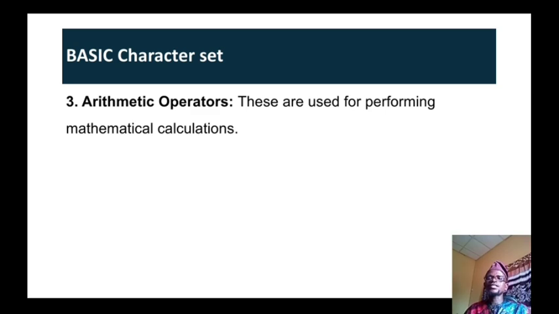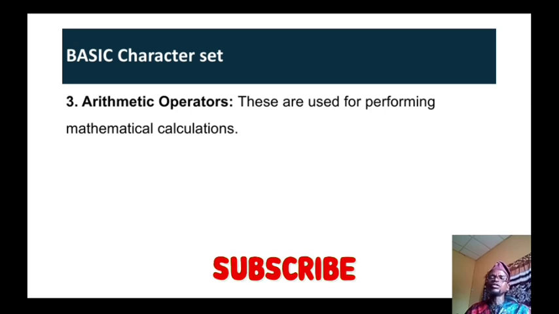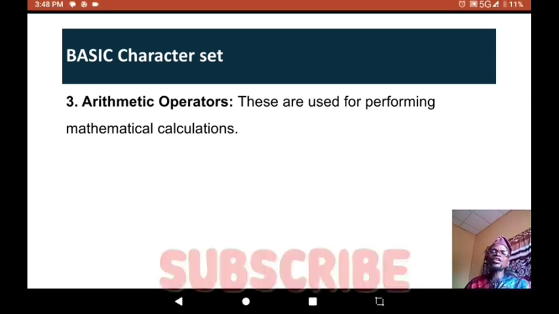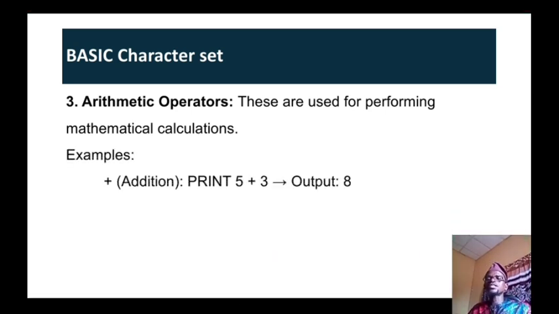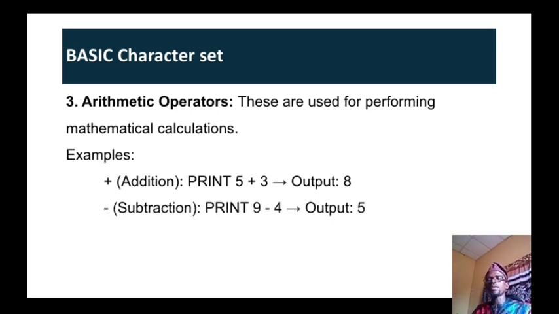Another BASIC character set are arithmetic operators. These are used for performing mathematical calculations. As we all know, arithmetic operators include plus, that is addition. For example, we can use it as PRINT 5 + 3. In this statement, 5 will be added to 3 and the computer will print the answer, which is 8, on the screen. Another one is minus, that is subtraction. Then you can see PRINT 9 - 4. The system will subtract 4 from 9 and print the result, which is 5, on the screen.